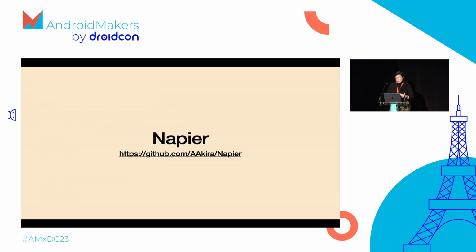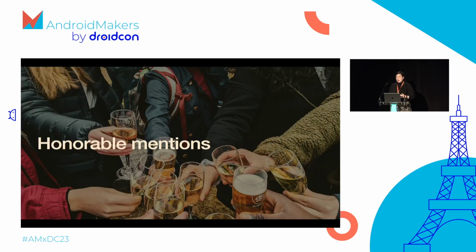Another alternative that you can look at if you're just looking for development time logging is Napier. It does a good job at just logging to the platform-specific loggers, but it doesn't have all those bells and whistles that Kermit has. And then lastly, I want to make a few honorable mentions about some multi-platform magic in the ecosystem.